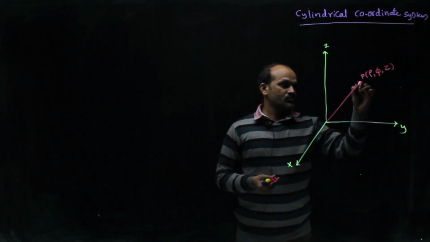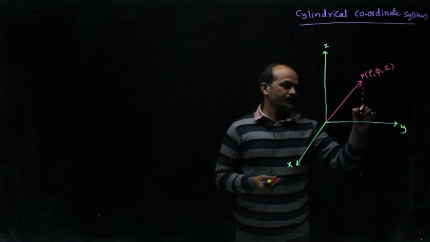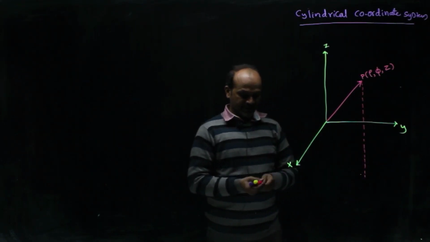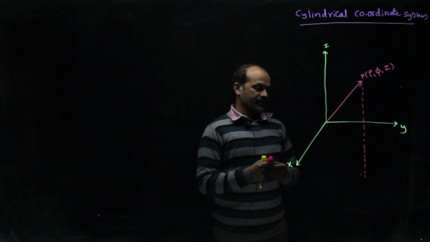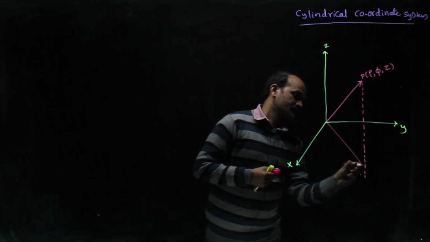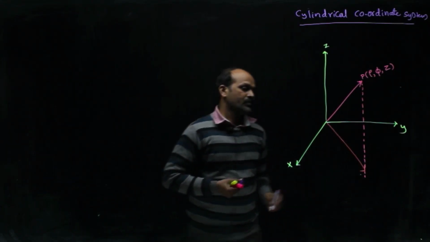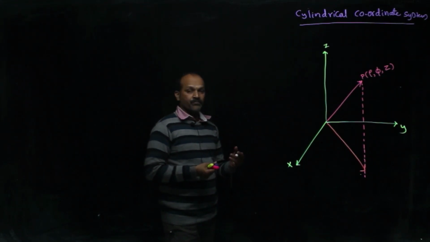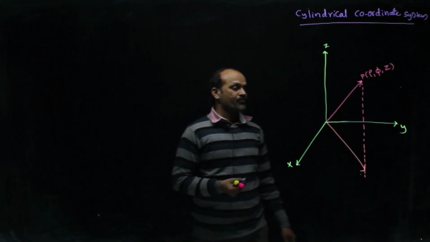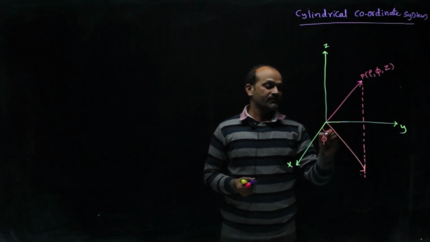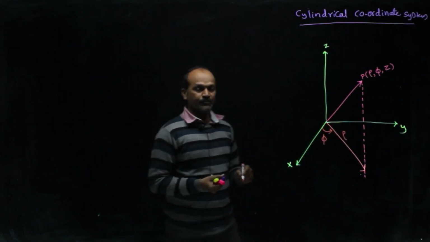We will take its projection on the xy plane. Okay, right. This is one of the important measurements that we use in cylindrical coordinate systems. Okay, this angle is phi and we can name it as rho, right.